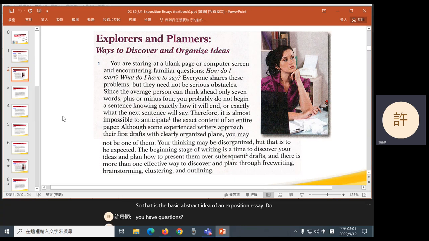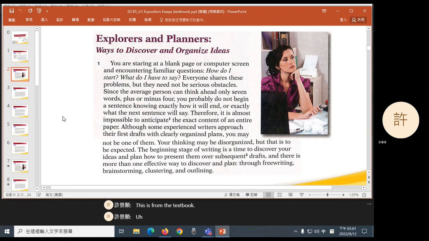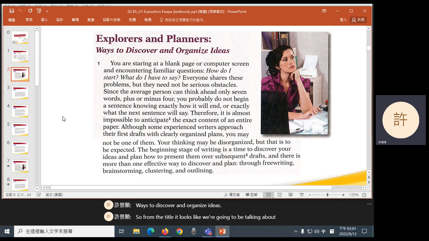Okay, so you have the basic idea. Now let's look at an example. This is from the textbook. It's very early in the textbook. Page 2, very early. So the title, Explorers and Planners, Ways to Discover and Organize Ideas. So from the title, it looks like we're going to be talking about two different ways to discover and organize ideas, right? One way belongs to the explorers, the other way belongs to the planners.